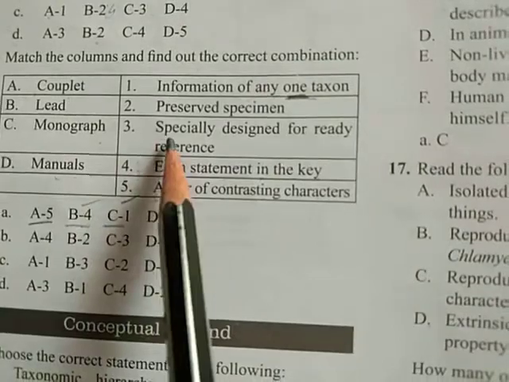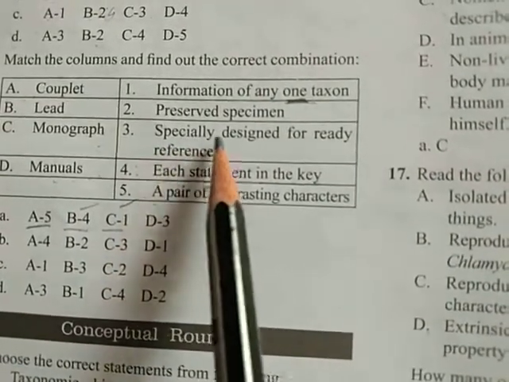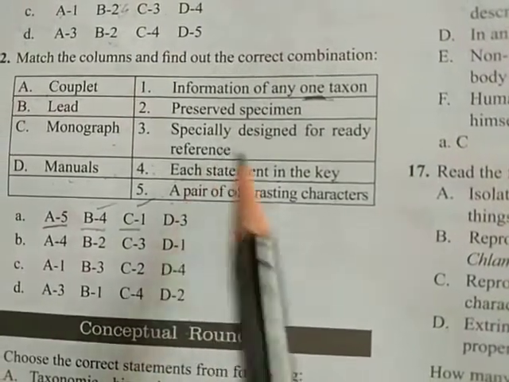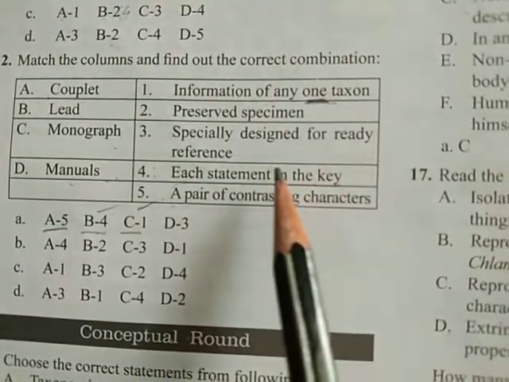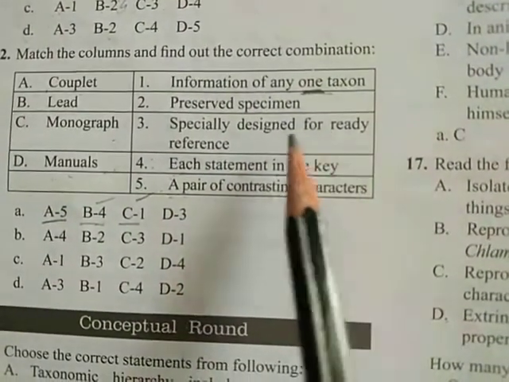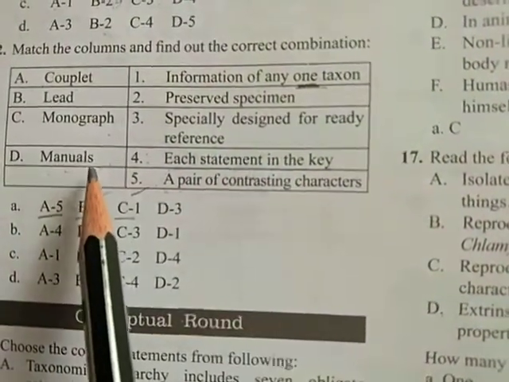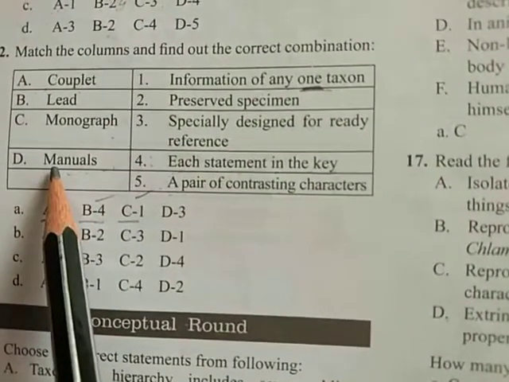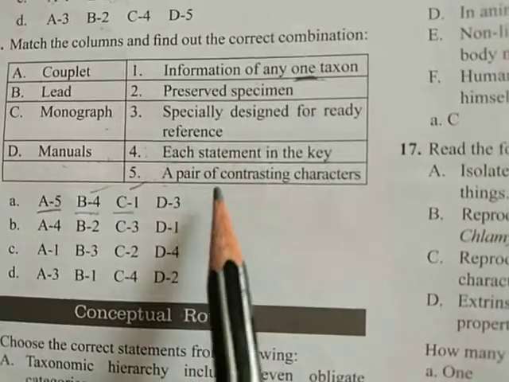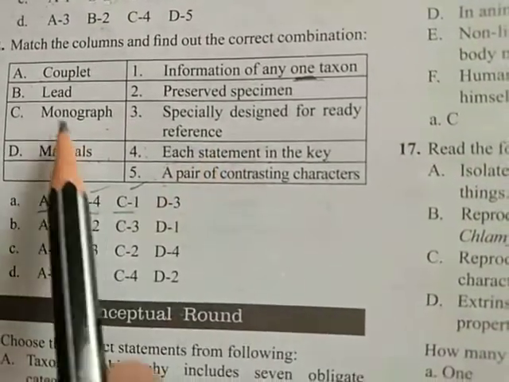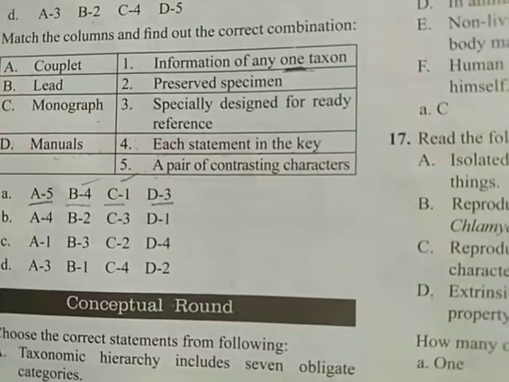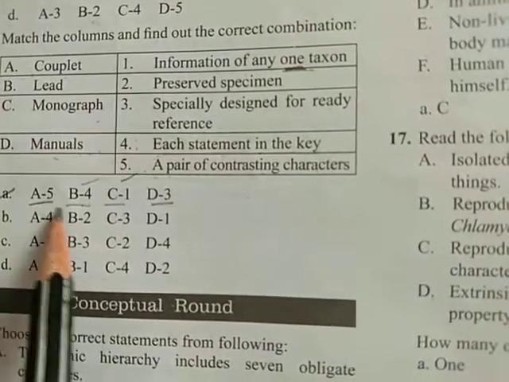The manual gives us something specially designed for ready reference. It includes all the features, and by that we can easily select the right name, or that species can be identified by the manuals. So manuals are like small ready reference books. These are the taxonomical aids, and this is the right answer here. So option A is selected.